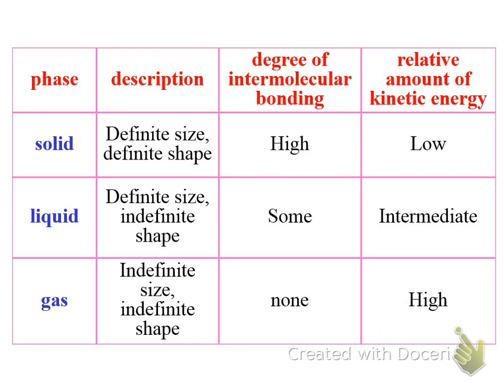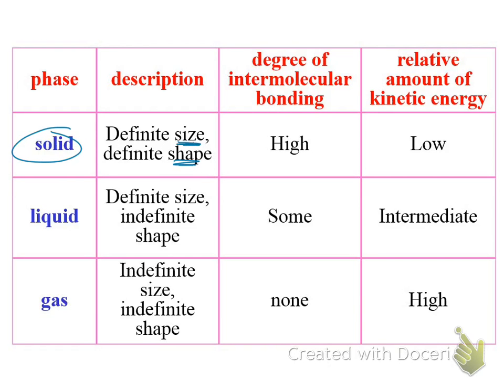So aside from that, we can look at those three phases of matter in terms of their size and shape. For instance, if something is a solid, it's rigid. If it's a solid, it's not going to change its size and it's not going to change its shape. So we say solids have a definite size and a definite shape.